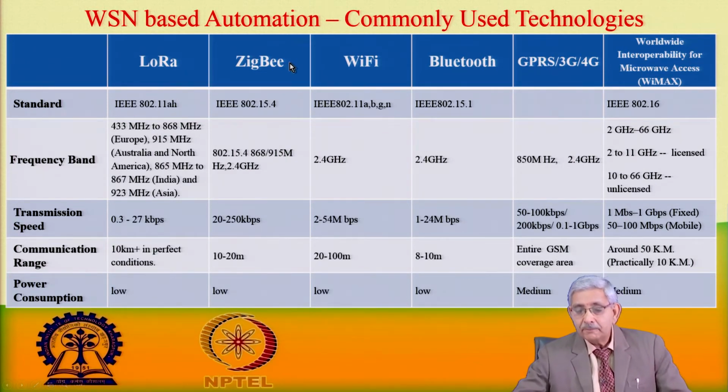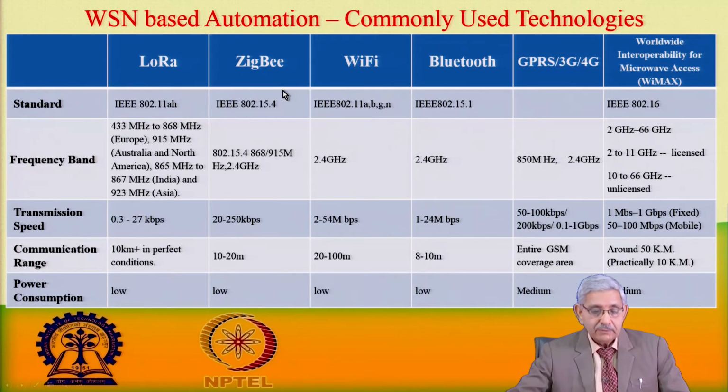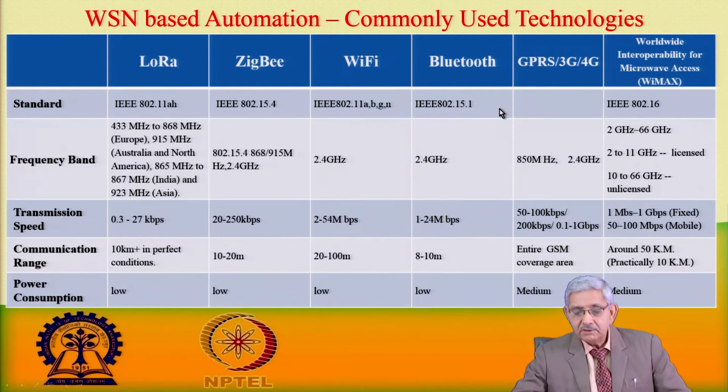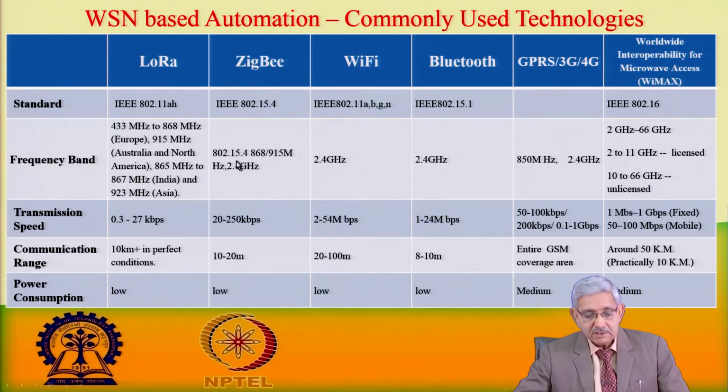Like this there are other commonly used communication technologies. This could be Zigbee, which as per IEEE follows its own standard, and then Wi-Fi, which is another standard. So there are different standards for these technologies. In the case of Wi-Fi, it follows the IEEE 802.11 a/b/g/n standard.